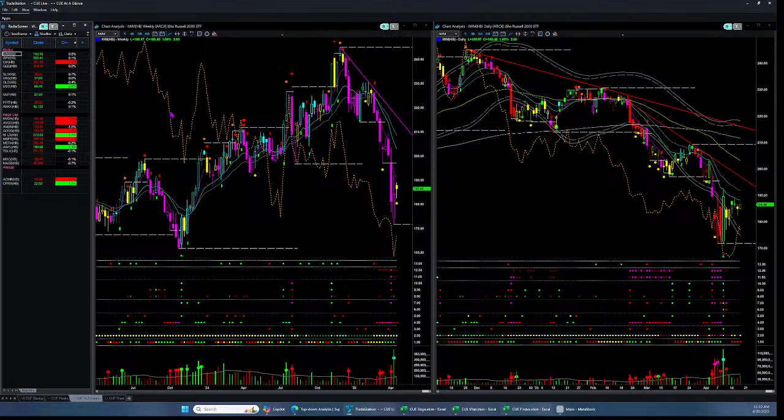IWM, it is looking stronger relative to the other market ETFs. We also have a bullish indecision at the bottom in weekly. The daily candle is more bullish than in the other market ETFs. Having said that, it is still in a downtrend.